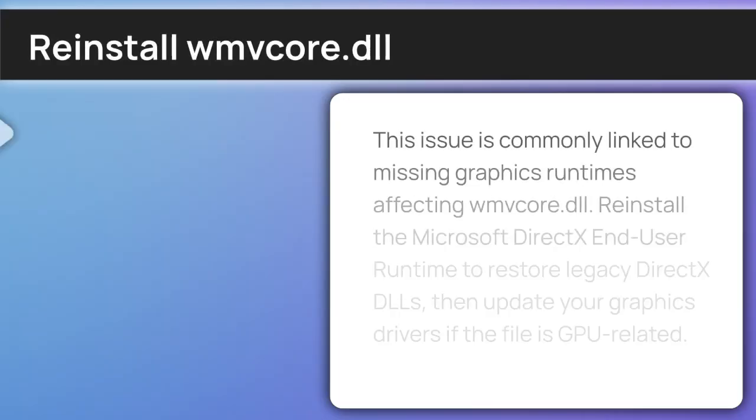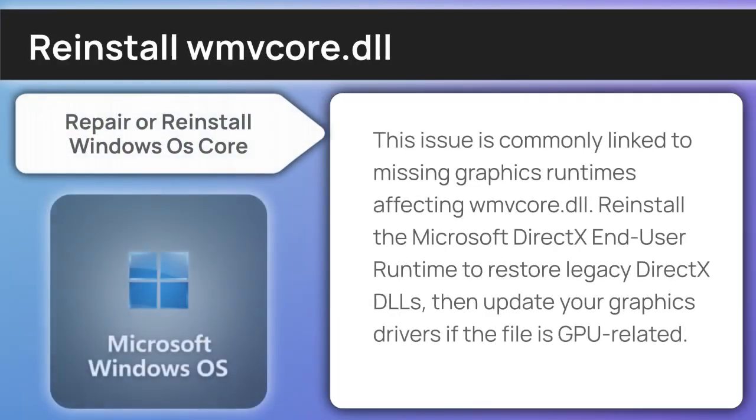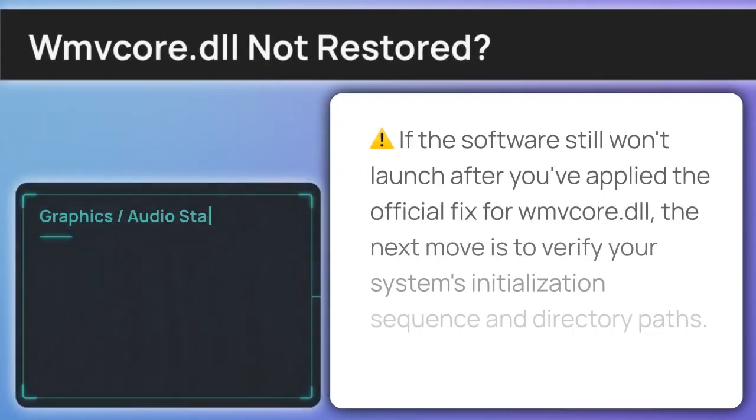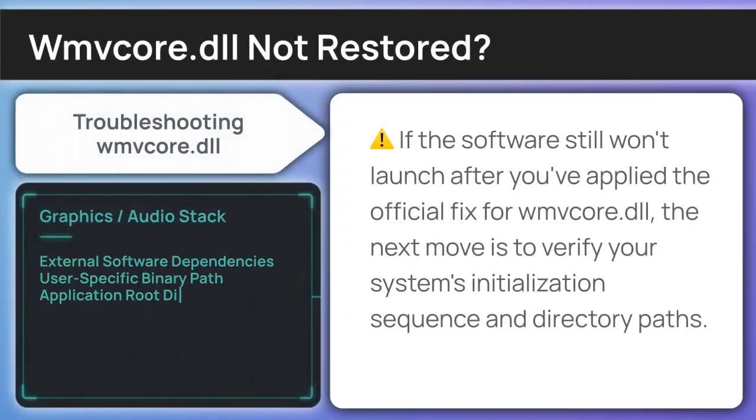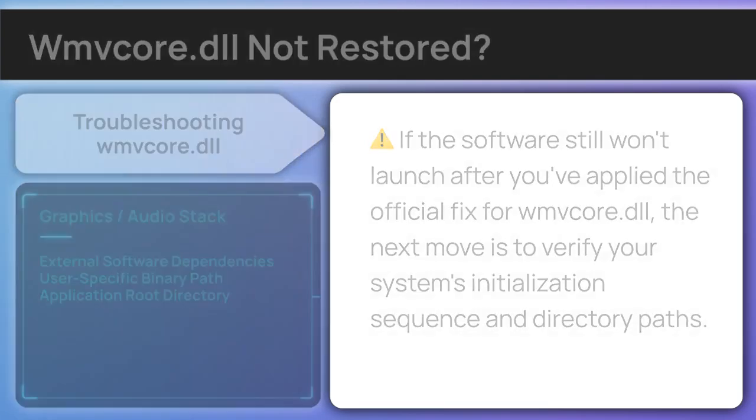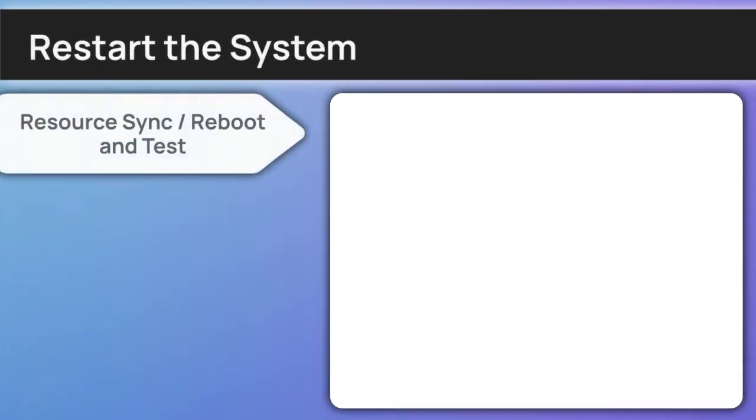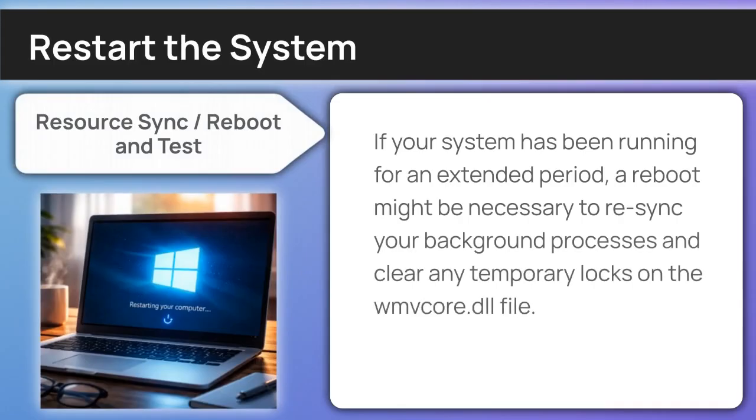This issue is commonly linked to missing graphics runtimes affecting Windows Media Video Core DLL. Reinstall the Microsoft DirectX end-user runtime to restore legacy DirectX DLLs, then update your graphics drivers if the file is GPU-related. When a fresh installer fails to clear the error, it typically points toward a deeper conflict within the Windows execution layer. A standard reboot clears out temporary memory conflicts and gives the Windows loader another chance to properly register the Windows Media Video Core component during startup.